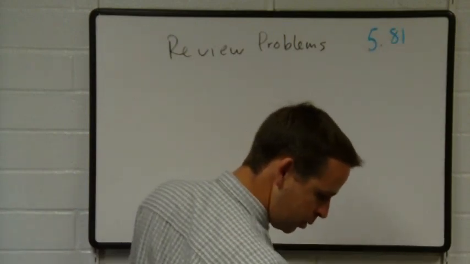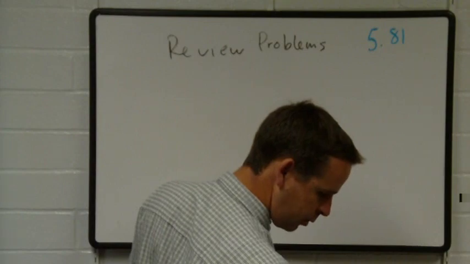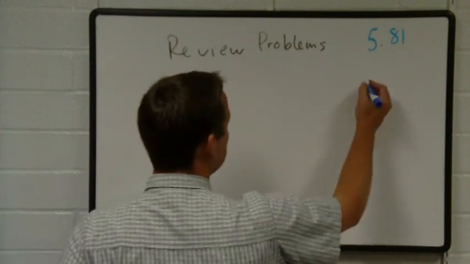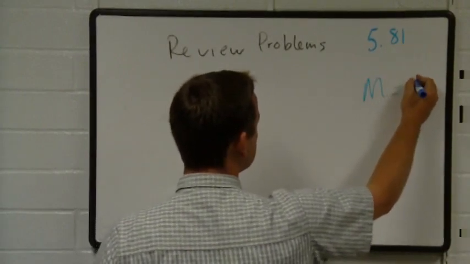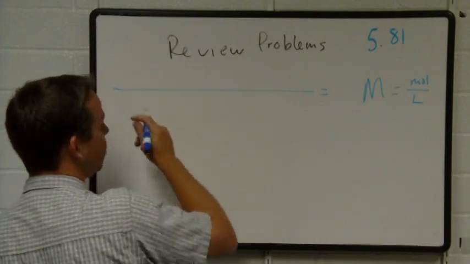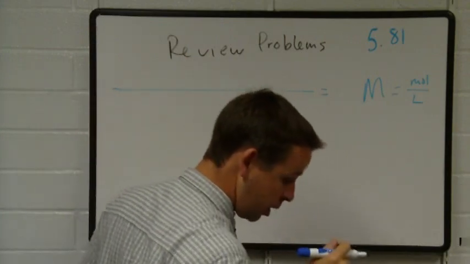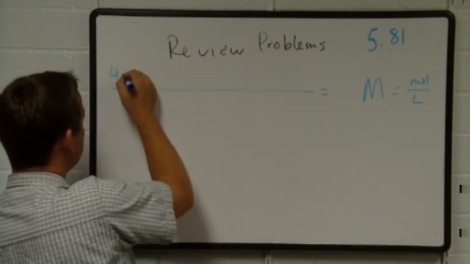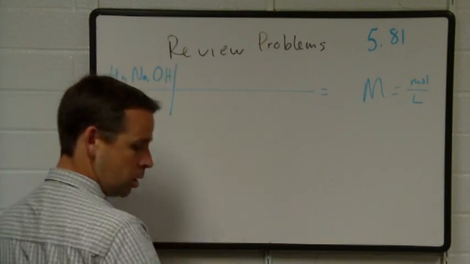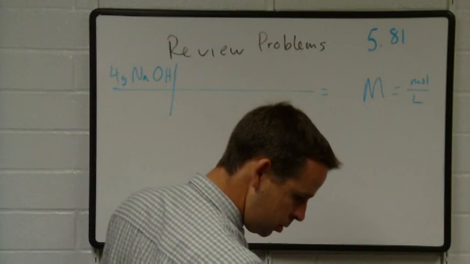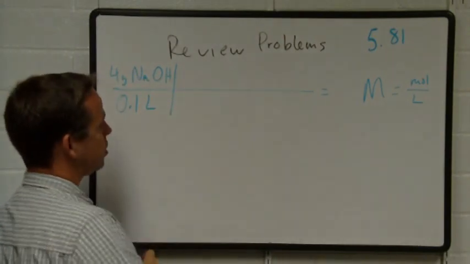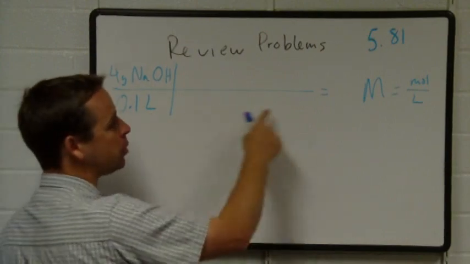Calculate the molarity of a solution prepared by dissolving 4 grams of sodium hydroxide in a total volume of 100 milliliters. We're looking for molarity, which is the same as moles per liter, right? So we want to know the molarity of 4 grams of sodium hydroxide, NaOH, in how many milliliters? 100 milliliters, which is 0.1 liters. All right? Liters on the bottom.